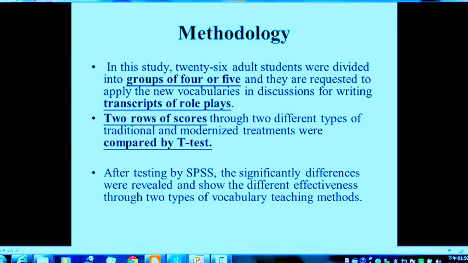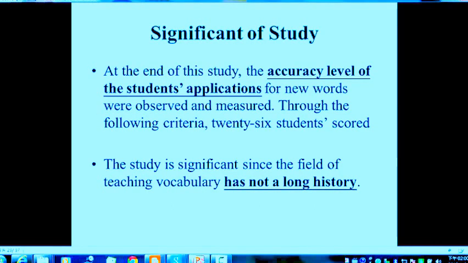The 2 rows of scores from the 2 different types of treatment, traditional and modernized, were compared by t-test. After testing with SPSS, the statistical software, significant differences were revealed, showing different effectiveness levels between the 2 types of vocabulary teaching methods. At the end of the study, the accuracy level of the students' applications of new words was observed and measured. Through the following criteria, 26 students' scores were measured.